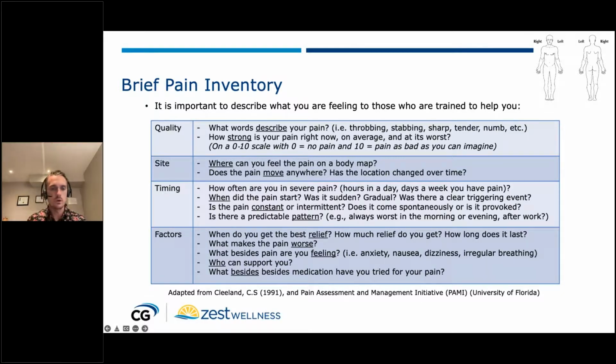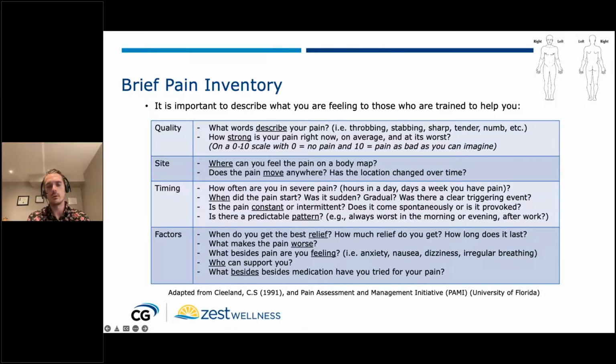So you're doing yourself a favor by asking yourself these questions now and writing them down. Sometimes individuals create a pain diary too, and will even draw a little stick figure of where the pain was on their body. So where do you feel the pain?